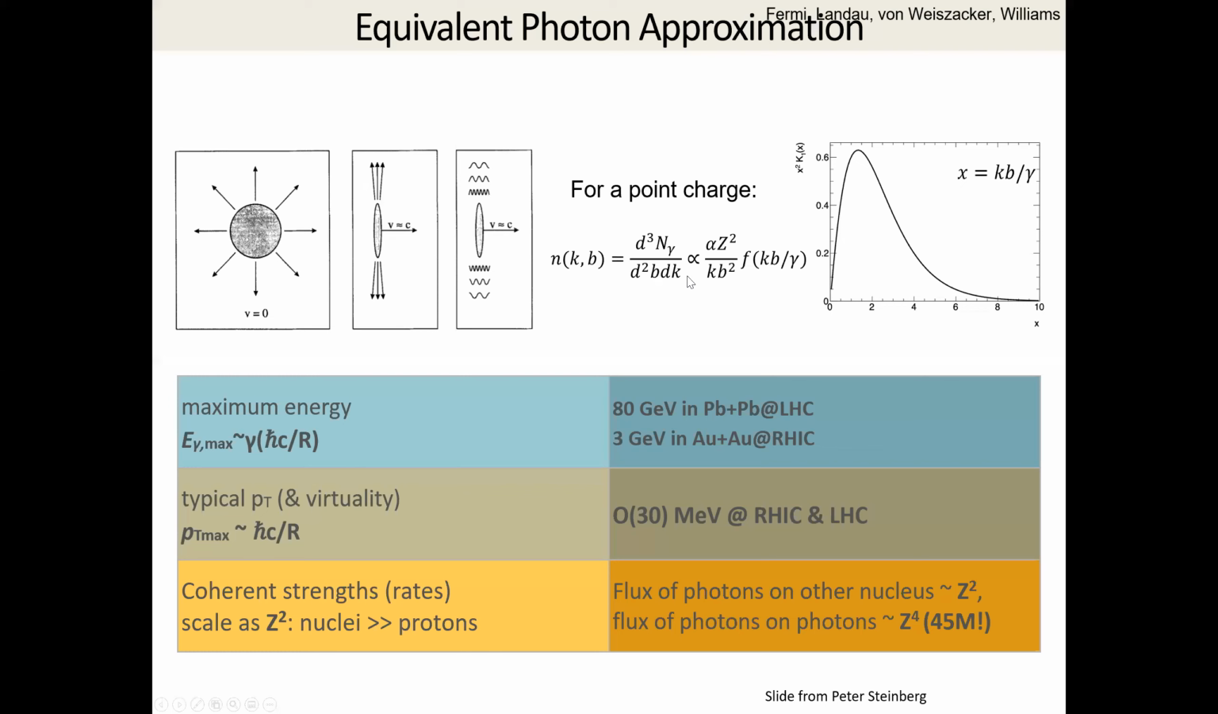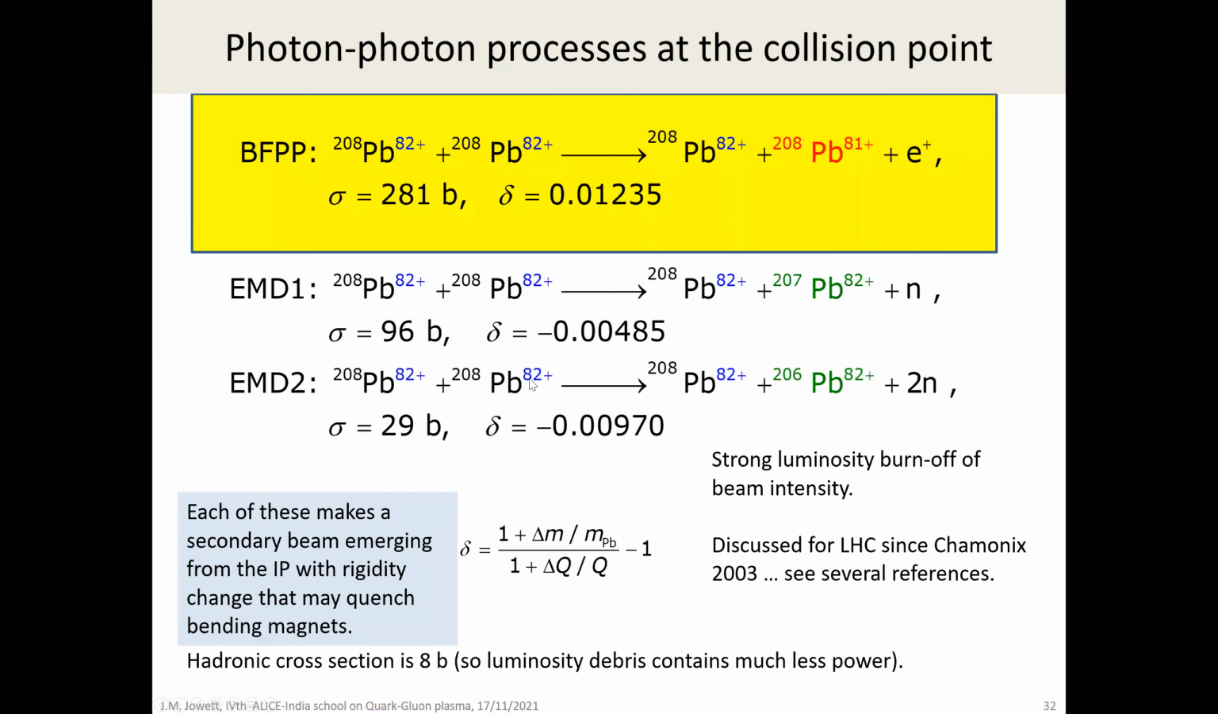You will probably be familiar with the equivalent photon approximation of Fermi, Landau, Weizsäcker, and Williams. The photon spectrum extends up to 80 GeV in lead-lead collisions, or 3 GeV in gold-gold at RHIC. And the coherent photon strengths scale as Z squared, which means they're much stronger for nuclei than for protons. So ALICE will study, for example, J/psi production, but for the accelerator, we also have a number of processes that we are interested in.